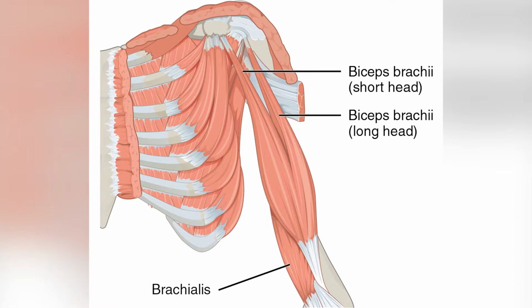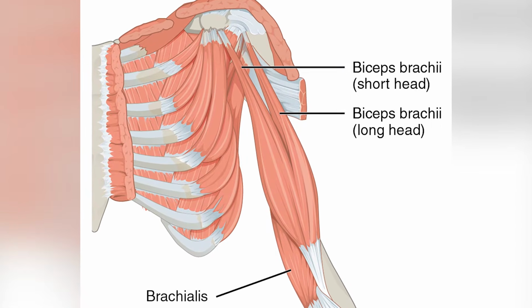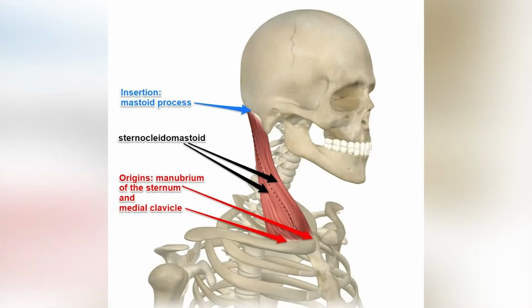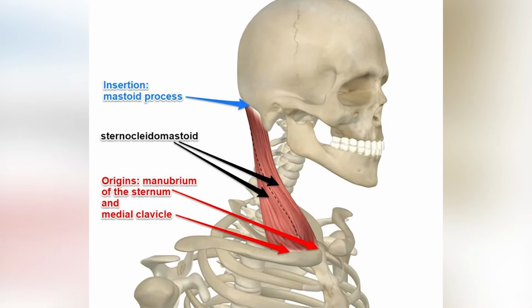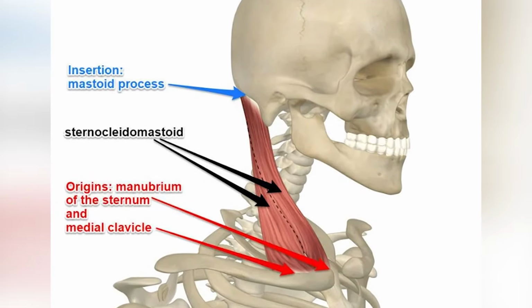Some are named by how many parts they have, like biceps have 2 heads. Others are named by what they do, like flexor carpi, which helps you bend your wrist. Important muscle groups. Muscles in your head and neck include ones like the masseter, which helps you chew, and the sternocleidomastoid, which turns your head.